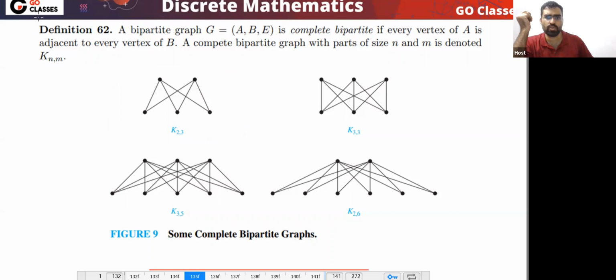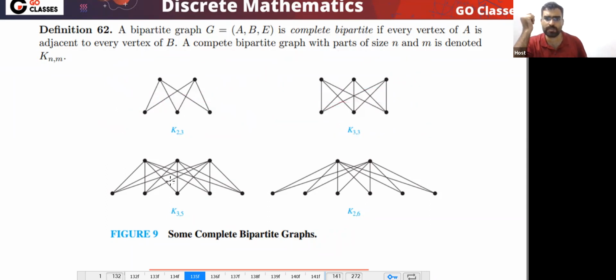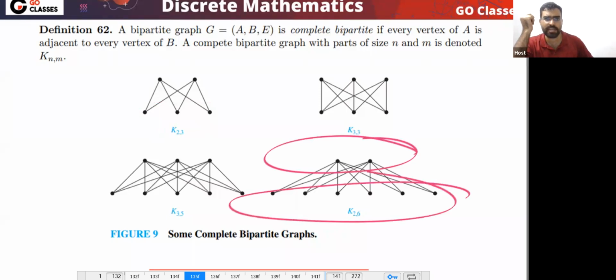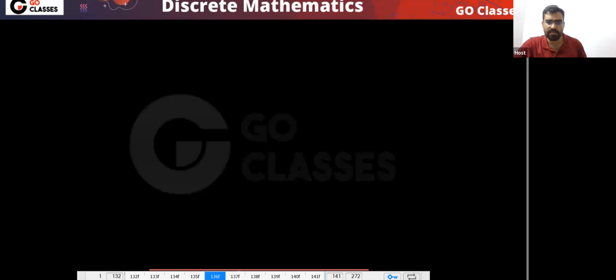For example, this is K2,3. You have two vertices here, three vertices here. Every vertex of this part is adjacent to every vertex of this part. This is K3,3. This is K3,5, three vertices, five vertices. This is K2,6. So this is the definition of a complete bipartite graph.